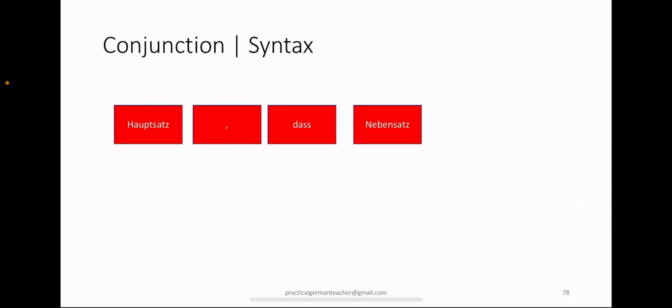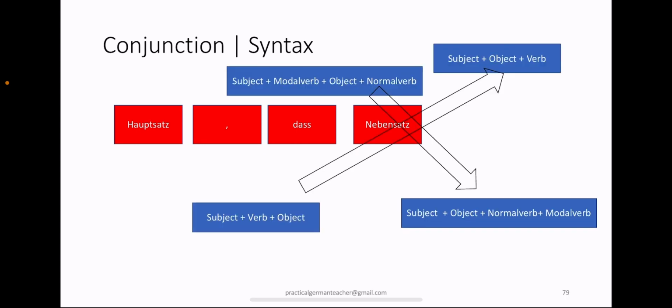When you use dass, you have a sentence before dass and a sentence after dass. The sentence before dass is called the Hauptsatz, and the sentence after dass is called the Nebensatz. You can think of it as the main clause and the subordinate clause, though I'm not sure that's exactly correct. Also, make sure that you write a comma before dass.